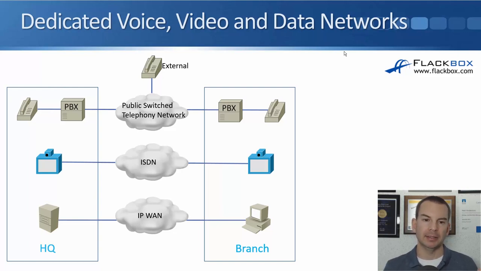And you can see from the diagram here that for voice, video, and data, the three networks are completely physically separate from each other. The data network is dedicated for data, the ISDN network is dedicated for video, and the phone network, the public switch telephony network with the telco, is dedicated for their voice calls. So because of this, if there's a problem with any of those, it's not going to affect the other two.